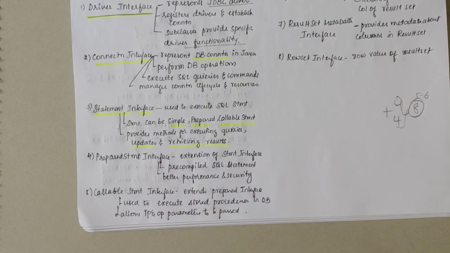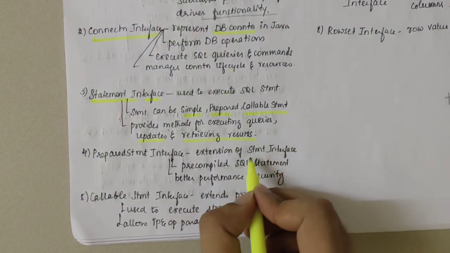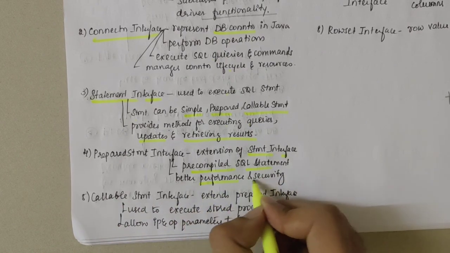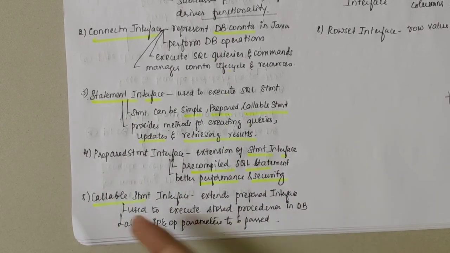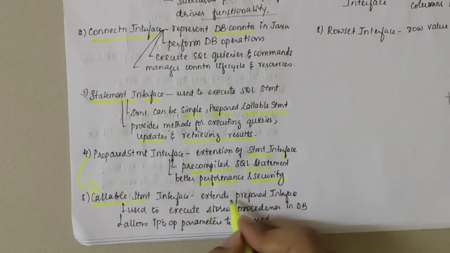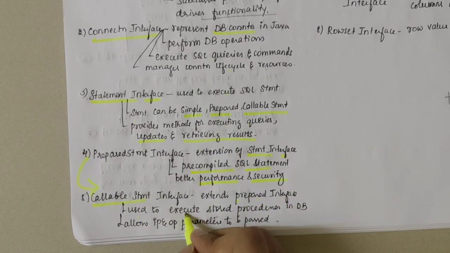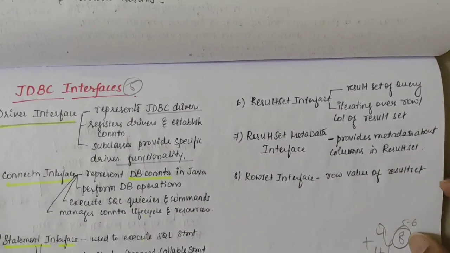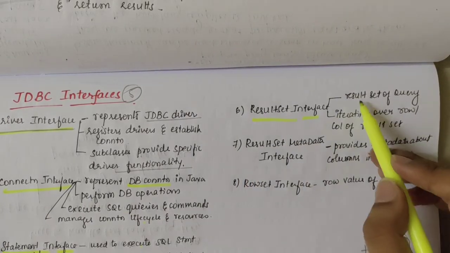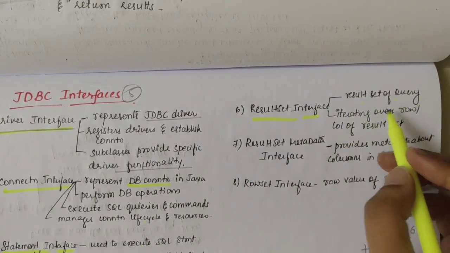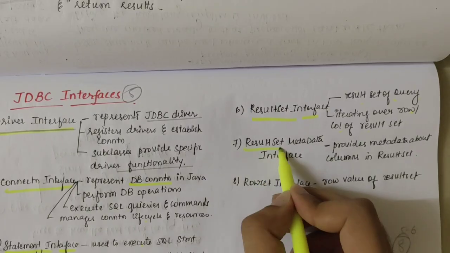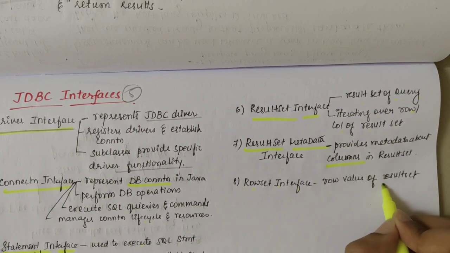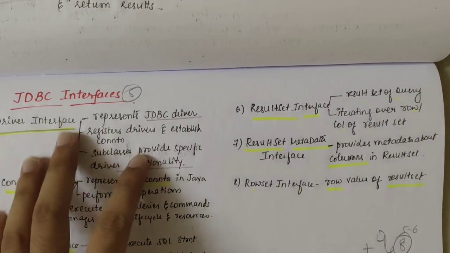Then we have the prepared statement interface. It is an extension of the statement interface. Pre-compiled SQL statements are executed here. Better performance and security is provided by this interface. Then we have the callable statement interface. It is an extension of the prepared statement interface, used to execute stored procedures in the database, and allows input and output parameters to be passed. Then the sixth one we have is the result set. It represents the result set of a query, iterating over rows and columns of the result set. Then we have result set metadata. It provides metadata about columns. The row set interface provides details about the rows only. So this was about the interfaces.